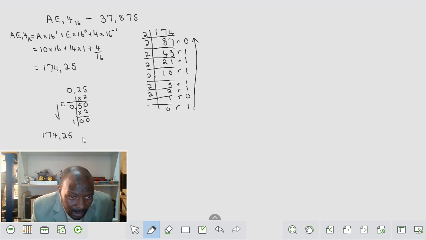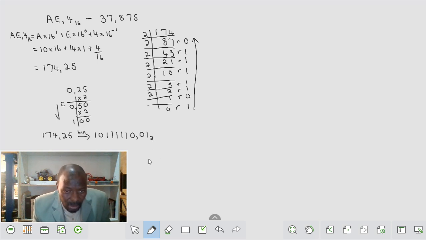174.25 is the same as what in binary? In binary, it is the same as 10. We're taking this up: 1 2 3 4 5, 0 at the end, comma 0 1. We're taking this down, and this is our answer. Could we have done it easier? Yes, we could have used a shortcut method.